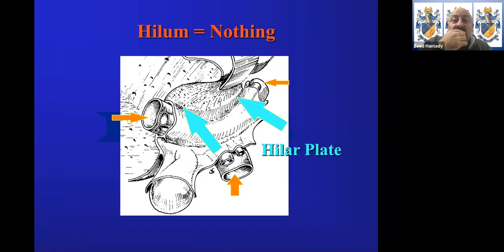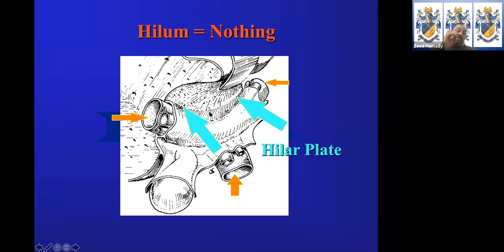I always wondered why they called it the hilum or hilar plate. The hilum, by the Latin, means that there is nothing, which means that if you put your right angle dissector in that area, you should not be damaging anything. There are no major structures, but you may see small branches, small blood vessels that can bleed at this point.